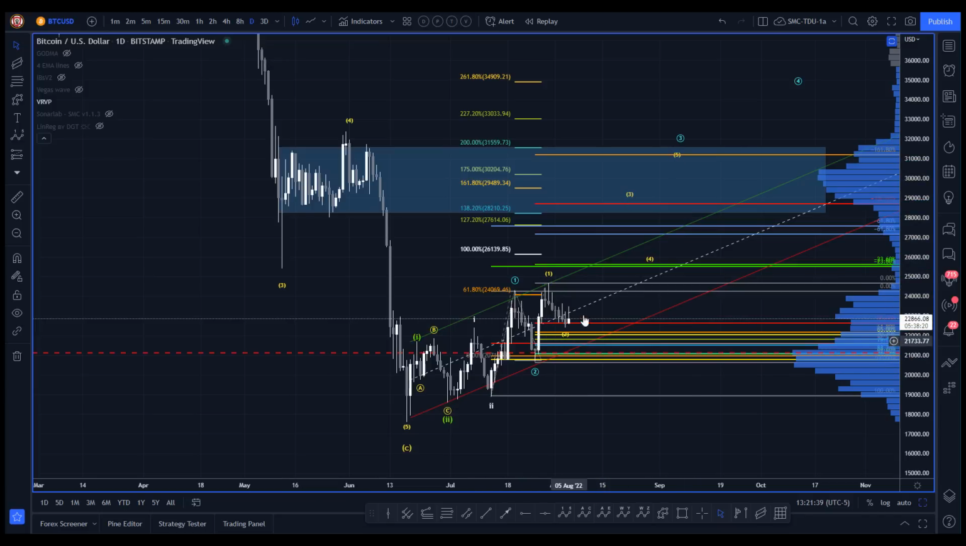That wick rejection here, at least on the daily, is not particularly friendly. We made an attempt at it. The news came out today with the jobs report. Markets are all over the place, and okay, those wicks are not particularly bullish.